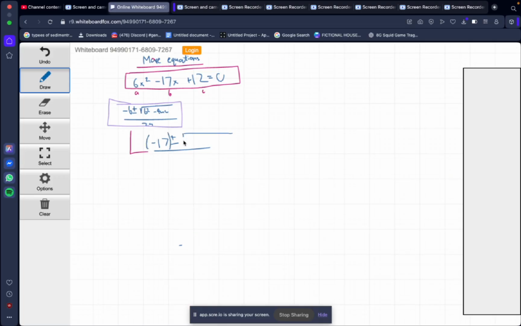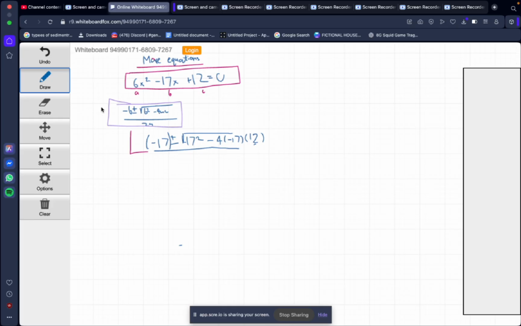So we need a square root. No, we need to do b squared first, so 17 squared. Well, negative 17 squared, subtract it by 4ac, which in this case would be negative 17 and 12.